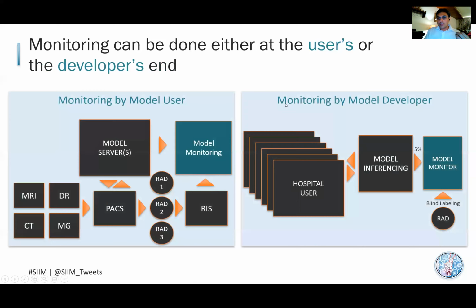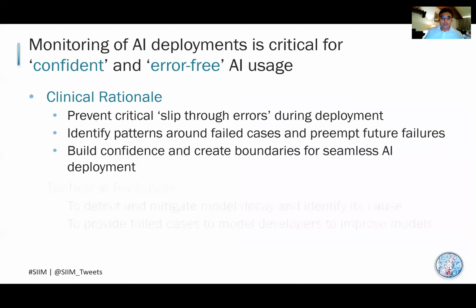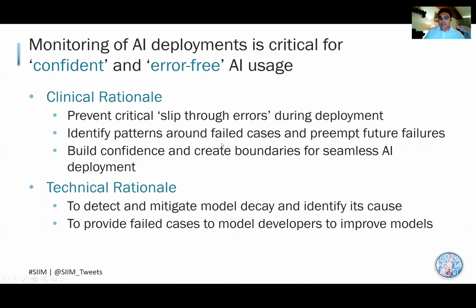And then anyone can look into this model monitoring server and determine what the performance of the model is. On the other hand, model developers may choose to run random sampling, as we recommend 5% random sampling of all inferences done across your entire install base. And this is then followed by blind labeling of these scans or blind annotation of these scans. And this then goes into a model monitoring server that can then be reviewed by someone at the model developer's end. At both these instances, the whole idea is to determine what we talked about here, which is prevent clinical slip-through errors, identify patterns, and build confidence.